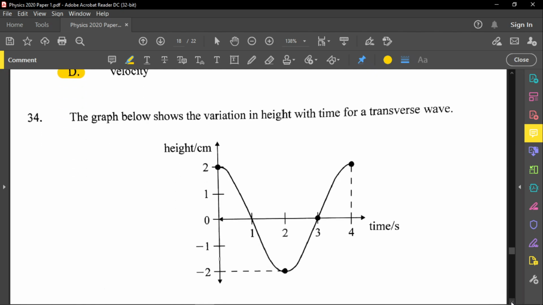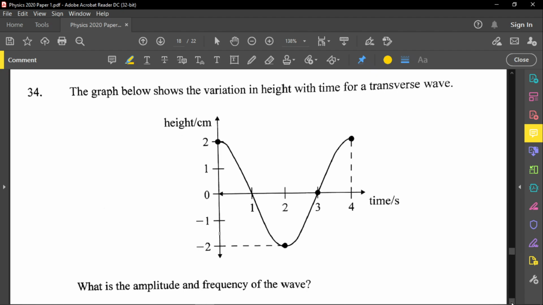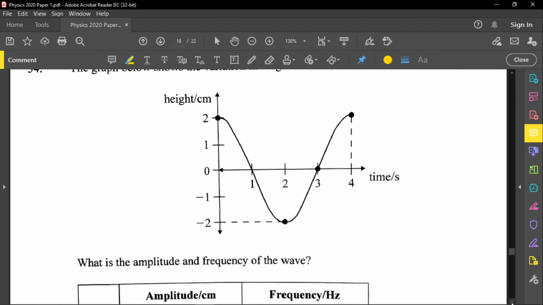In question number 34, it said the graph below shows the variation in height with time for a transverse wave. And so let's get into this really quick. It said, what is the amplitude and frequency of the wave? All right, first and foremost, let's find amplitude. Amplitude is easy to find. Amplitude will be the depth of the trough or the height of a crest. So from the midpoint here, which I'm going to circle, I'm going to put this dot right here, all the way down, that is the amplitude. Okay, that's the amplitude. And so from 0 to 2, that is the amplitude right there. So the amplitude is 2. So I can say A is 2 real quick. The amplitude is 2 centimeters.